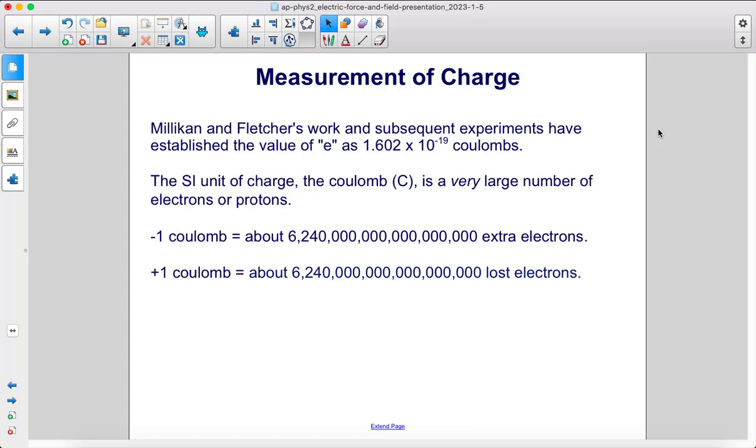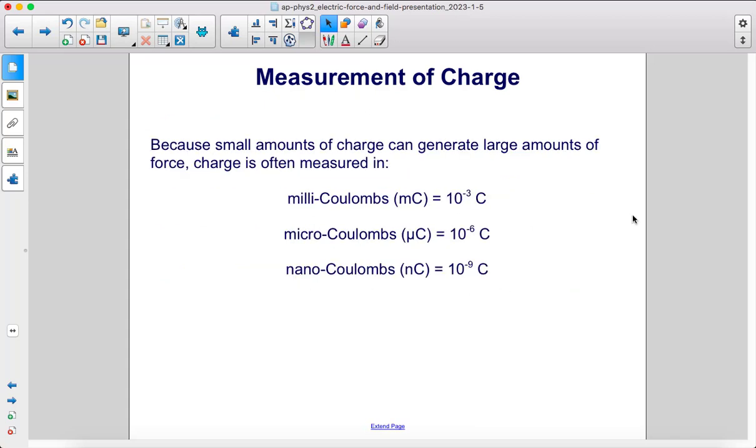Millikan and Fletcher's work and subsequent experiments have established the value of e as 1.602 times 10^-19 coulombs. The SI unit of charge, the coulomb, is a very large number of electrons or protons. 1 coulomb is about this many extra electrons. That would be a -1 coulomb charge. A +1 coulomb of charge would be this many lost electrons. Because small amounts of charge can generate large amounts of force, charge is often measured in millicoulombs, microcoulombs, or nanocoulombs.